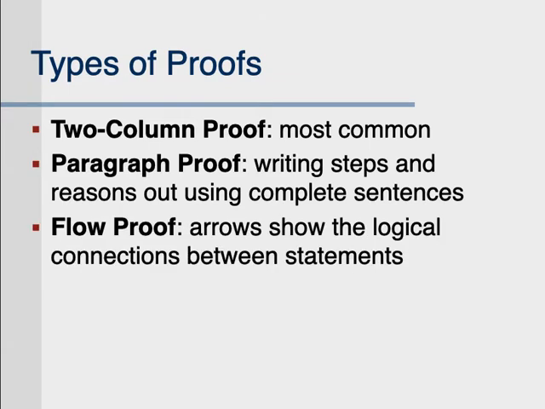There's a third type of proof, and today's the first day you're going to write one of these. The third type of proof is called a flow proof. A flow proof is a lot like a flow chart, except with the steps of your proof. You have arrows to show the logical connections between different statements in your proof. You still have the same series of statements and reasons, but it's organized in a way where visually it's very easy to follow how all the steps relate to each other and build off of each other.